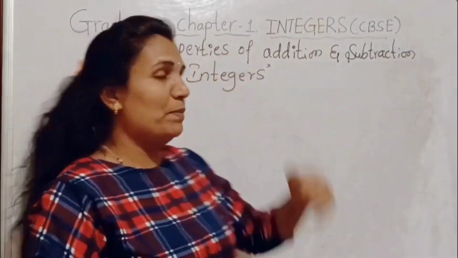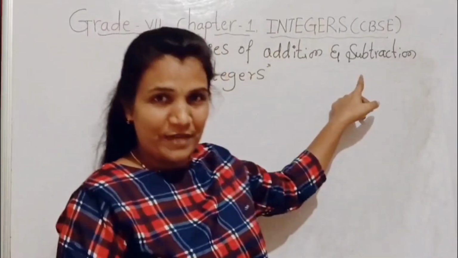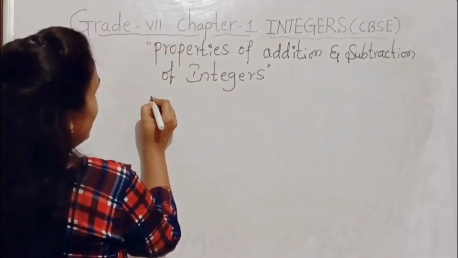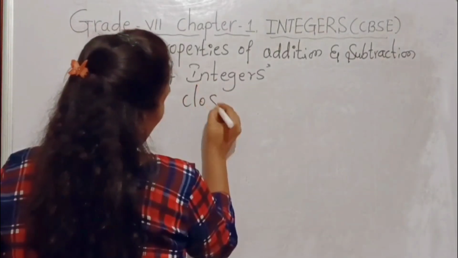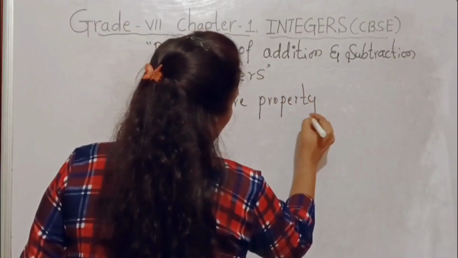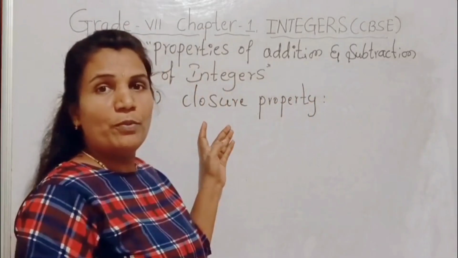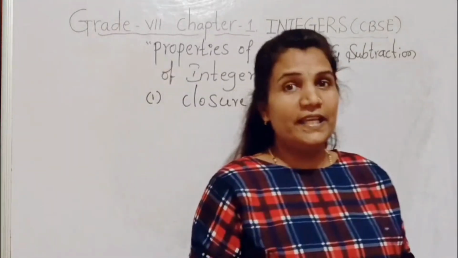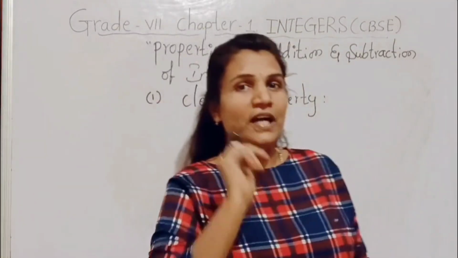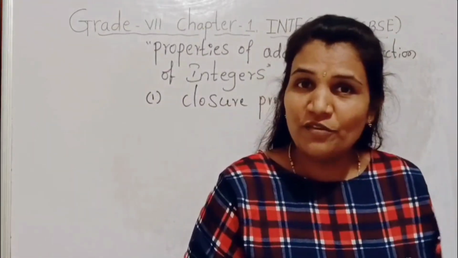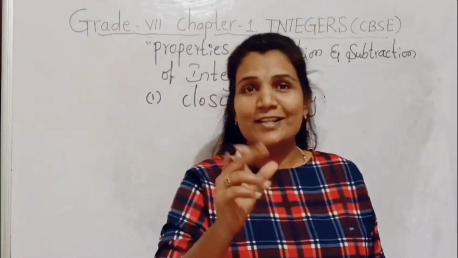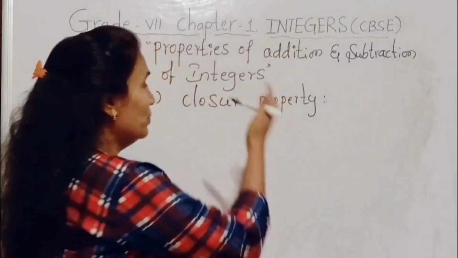We'll move to the properties of addition and subtraction. Now, we are going to learn these things in this class. First property is closure property. What does the closure property say? If a and b are any two integers, then a plus b is also an integer, that is of addition. And closure property of subtraction: if a and b are any two integers, then a minus b is also an integer. Let us take an example to prove that.